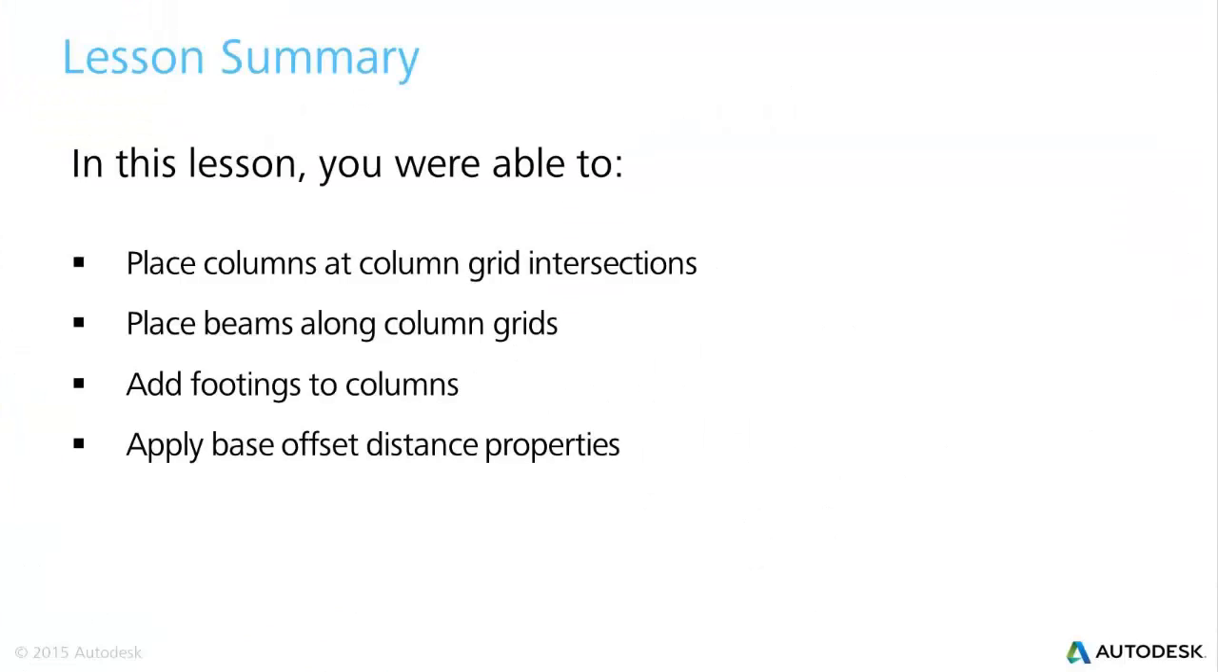Let's review the learning objectives for exercise 4. In this lesson, you were able to place columns at column grid intersections using the @grids tool. Next, we placed beams along column grids using the OnGrids tool. Next, we placed footings at columns using the @columns tool. And then we applied a base offset distance property to an existing column and also changed out a footing type.